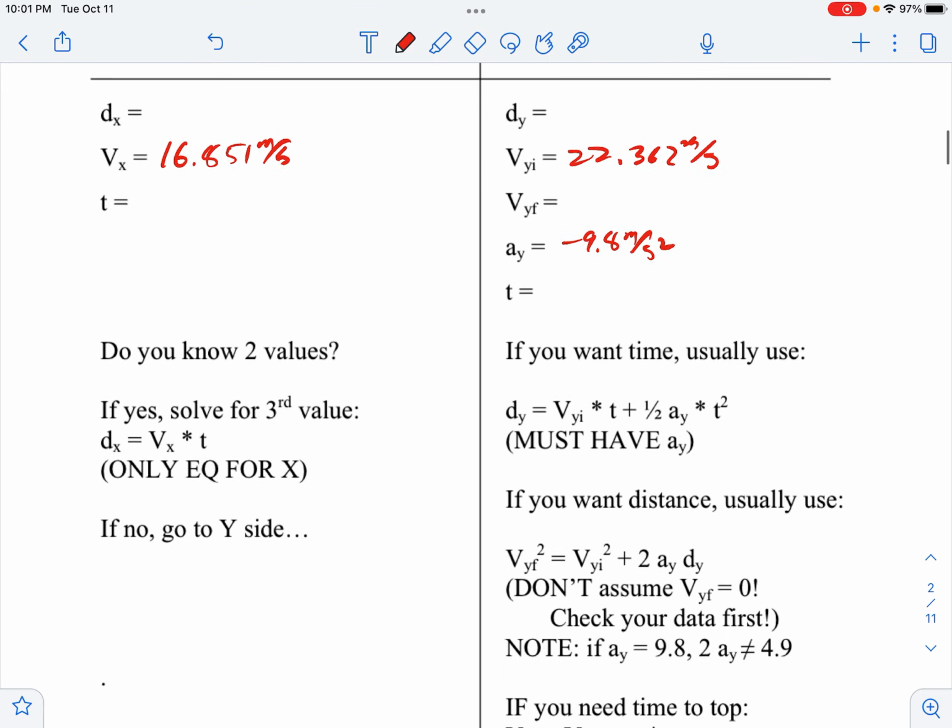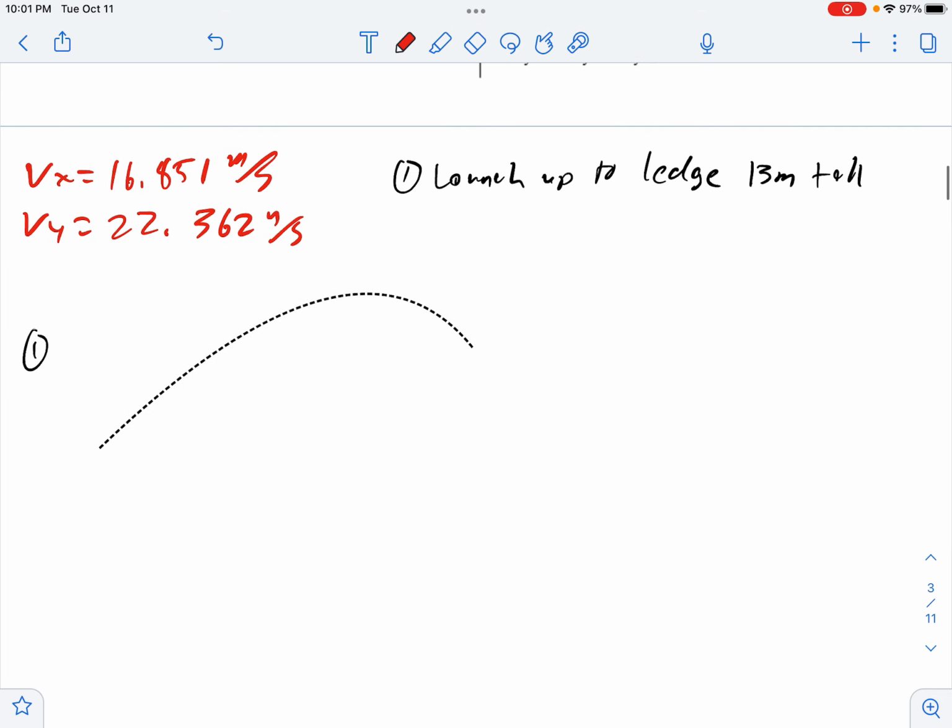So what are we trying to solve for? I want to do a more complicated analysis than just shooting the thing in the air and letting it come back down to the ground. Let's say we want to launch our projectile and have it land on some ledge that is 13 meters above the ground. So we shoot it like this. There's our V, that's our angle. That was our initial information.